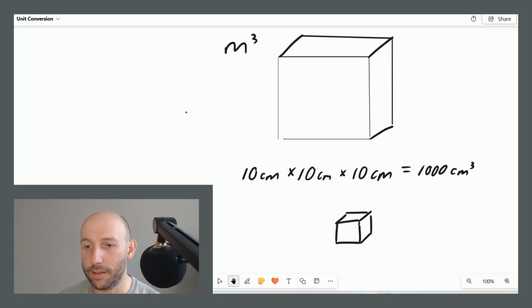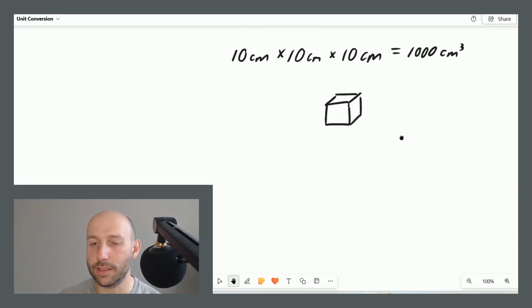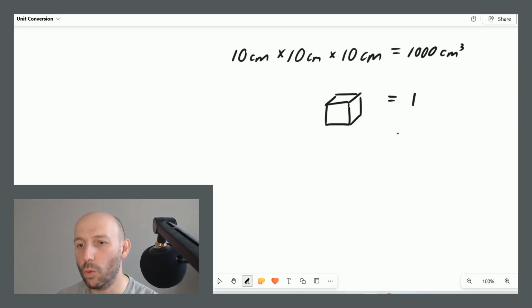But calling it 1,000 centimeters cubed is a pretty long thing to say, so we just call it 1 liter. That's what a liter is. It's 1,000 centimeters cubed. It's 10 centimeters by 10 centimeters by 10 centimeters.